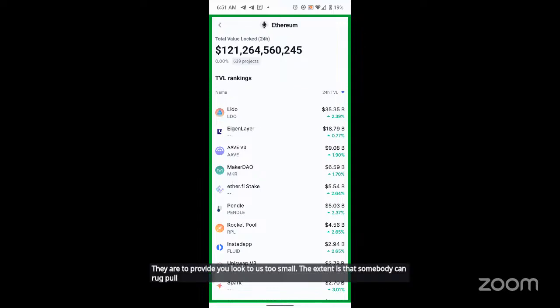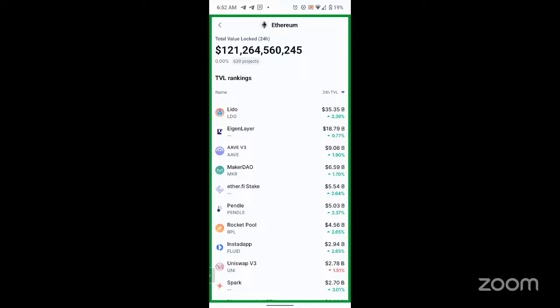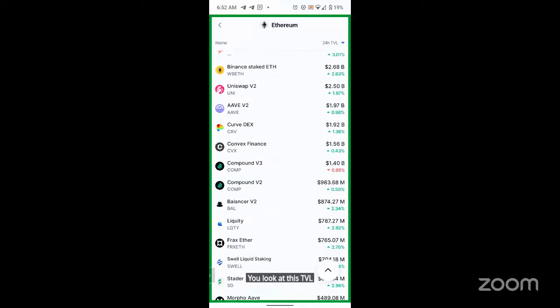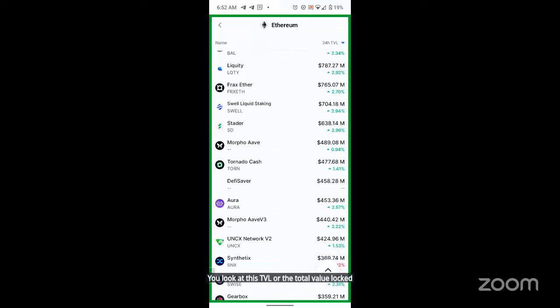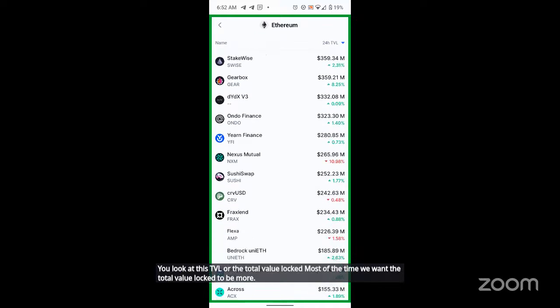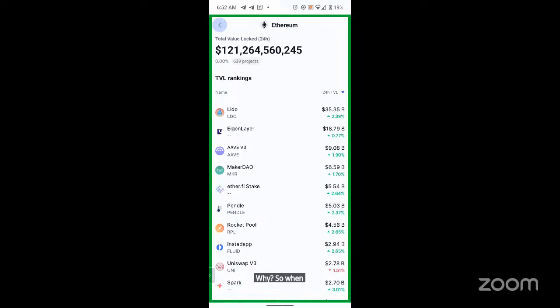Most of the time, when you are trading or holding a coin, you look at this TVL, the total value locked. Most of the time, we want the total value locked to be more. Why? Because otherwise they can rug pull the coin. So when you tap there, you will see the Ethereum.